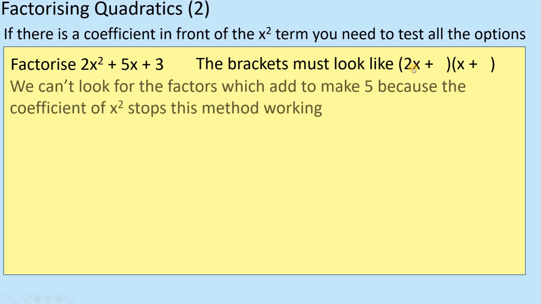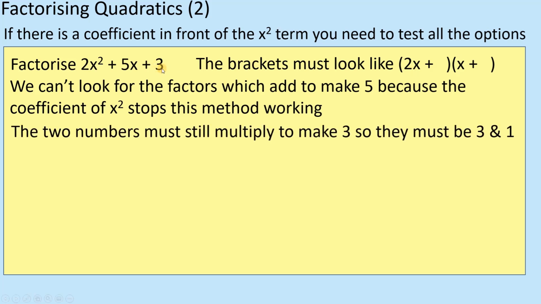Now the concentration goes to the number at the end. We can't look for the factors which add to make 5, because the coefficient of x squared stops this method working. So with the 2x and the x, I can't look for the 2 numbers that add together to give 5 because I've got a 2 involved. I do need to concentrate, like I said, on the number at the end, the 3. I definitely need 2 numbers here and here that are going to multiply to give me 3. That's absolutely imperative.